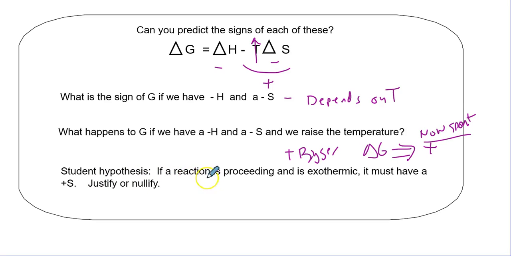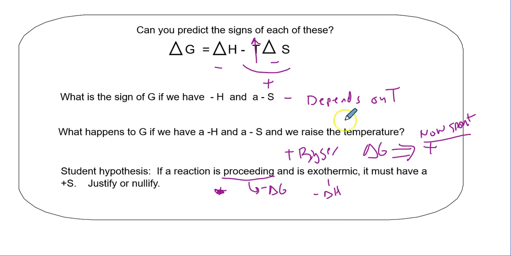Student hypothesis: if a reaction is proceeding and is exothermic, it must have a positive delta S. So it doesn't really make a whole lot of sense. Those two are completely disconnected. If a reaction is proceeding, now that's a little key word here, that means it's going, it's running. Delta G must be negative. It's running, and delta H is negative.